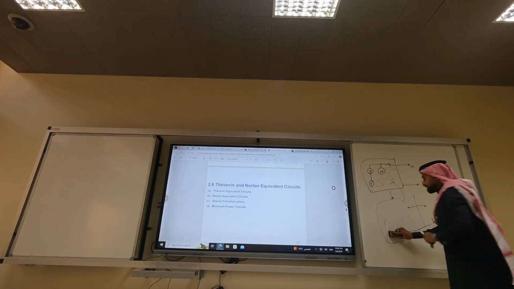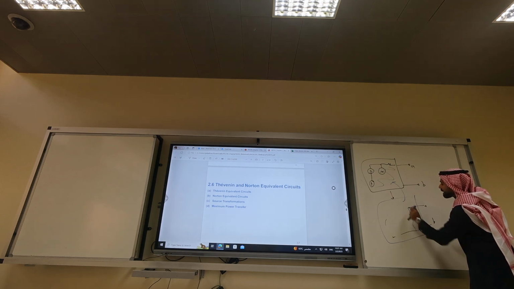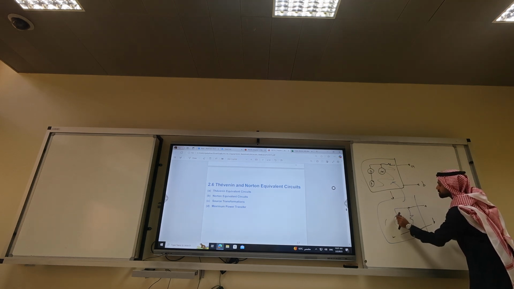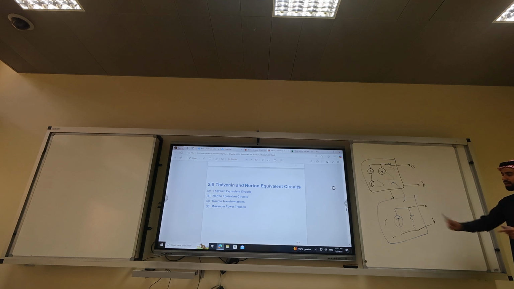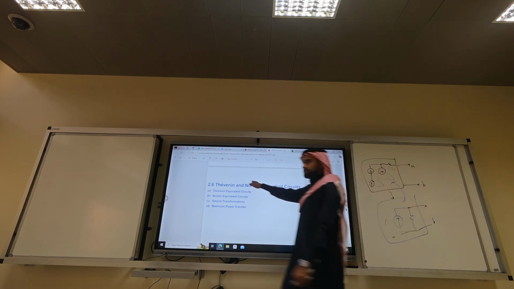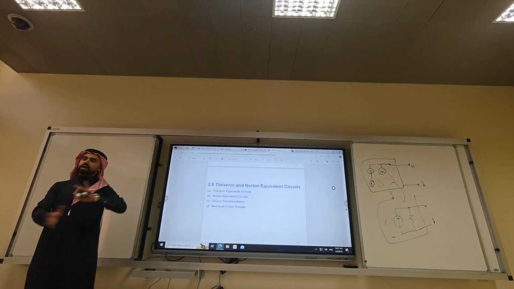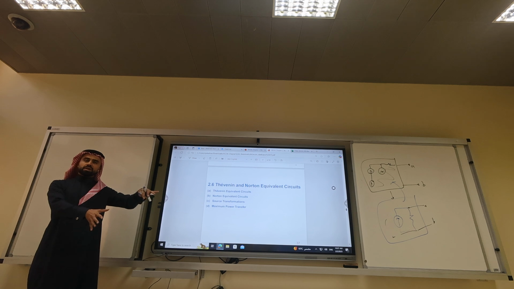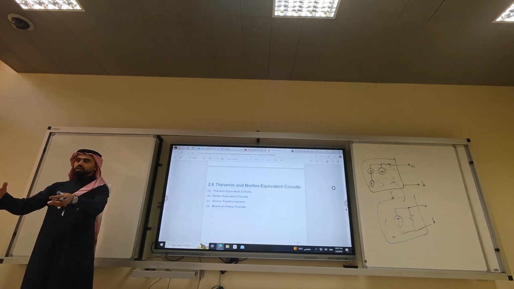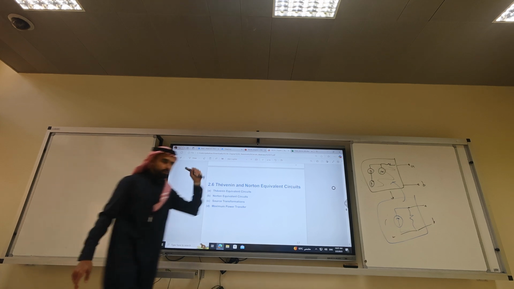If I replace it with a parallel resistor and a current source, can I have another representation? That's called Norton. Okay? So we have Thevenin related with a voltage source in series with the resistor. Norton, it's a current source in parallel with the resistor.